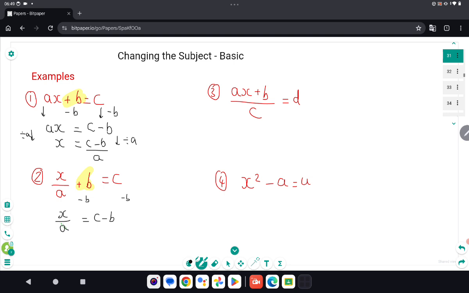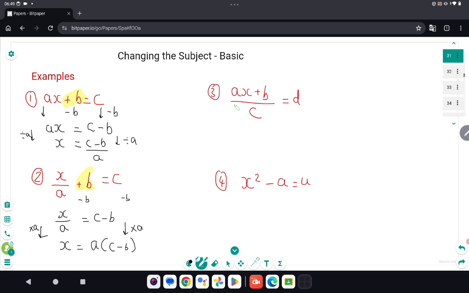This line here means divide. How do we reverse a divide? With times. I'm going to times both sides by A. If I times the left-hand side by A, divide by A, times by A reverses, I'm left with X. Now times by A, the best thing to do here is put it in a bracket because that means A times C minus B.